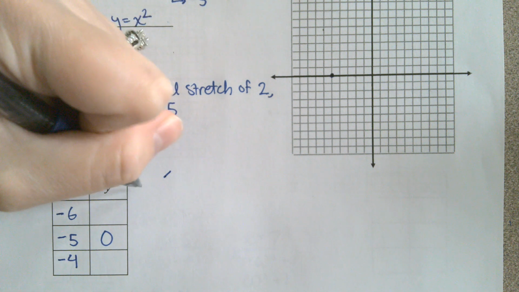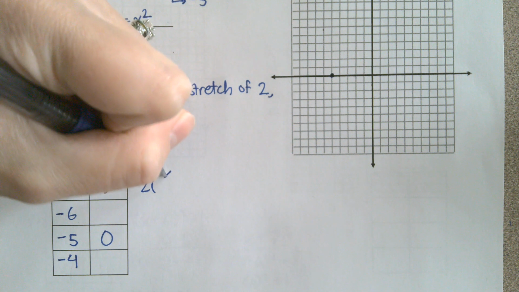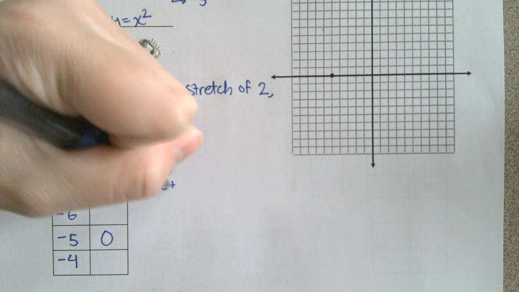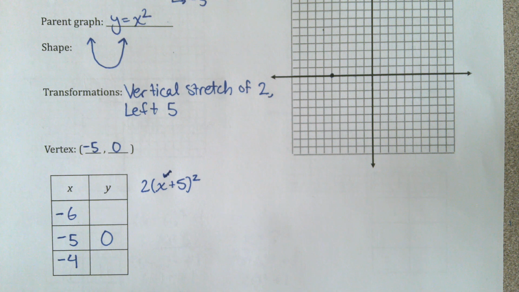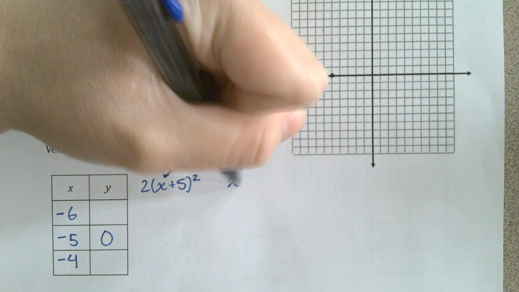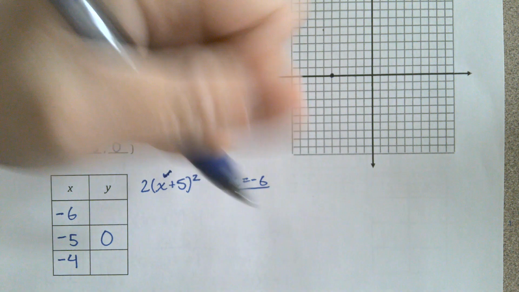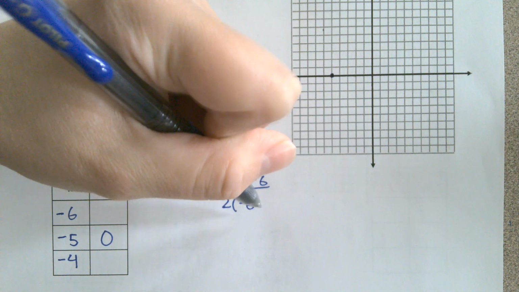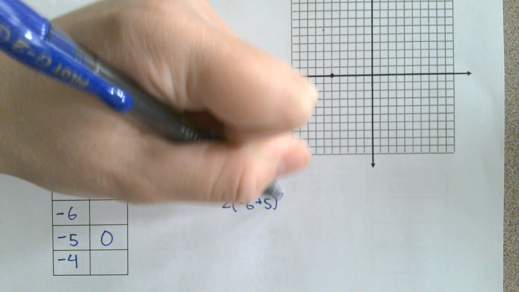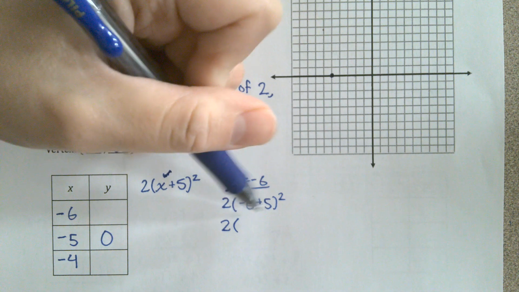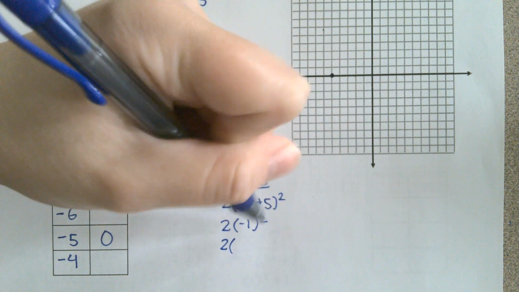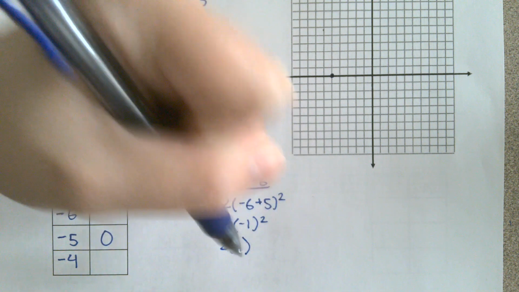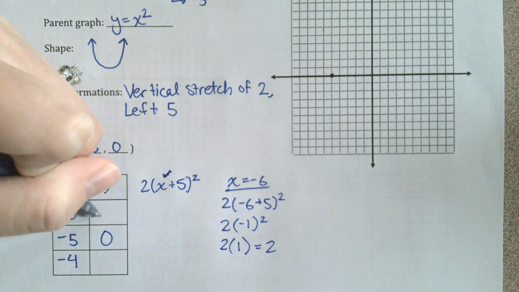My equation is 2 times (x plus 5) squared. So we have x equals -6. 2 times (-6 plus 5) squared. 2 times (-6 plus 5 is -1) squared. -1 squared is a +1. So it's going to give me 2.